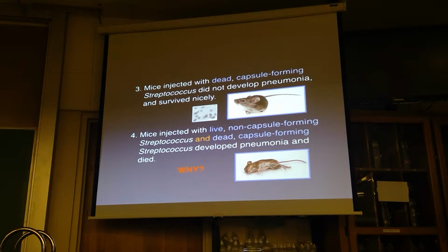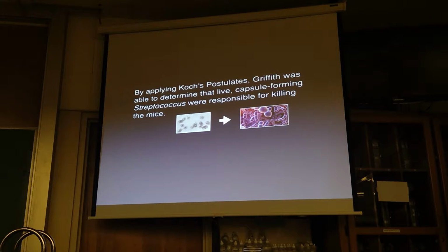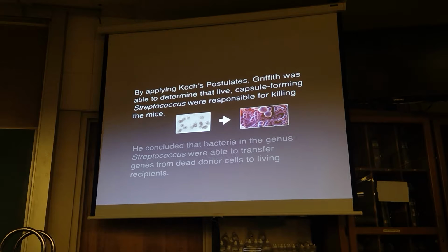Anyway, so again, why? Why, if you use live non-capsule forming strep and dead capsule-forming strep, did the mice die? Well, Griffith knew about Koch's postulates, so he isolated the bacteria from the dead mice and looked to see what was killing them. It turned out it was Streptococcus pneumoniae, live capsule-forming. That's not what he had given them. He had given them dead capsule-forming strep and live non-capsule forming strep. So he surmised that the live strep picked up the genes for capsule formation from the dead strep, and they became live capsule-forming strep, which is exactly what happened.